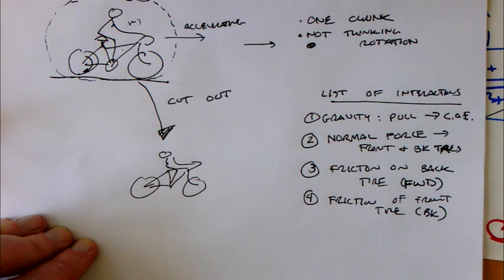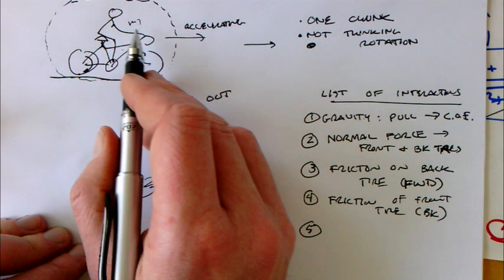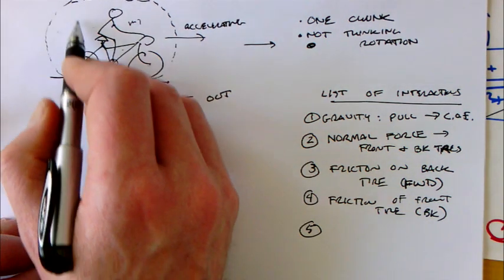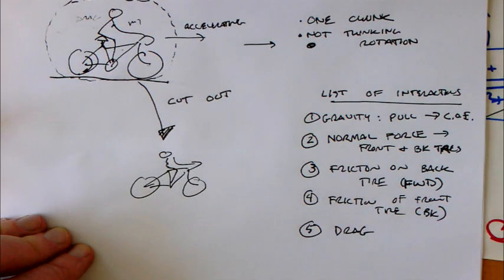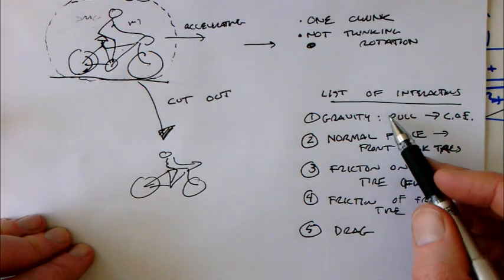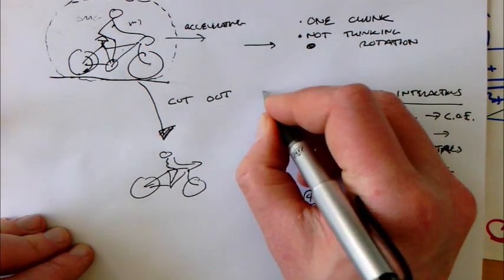Presumably this person is not biking through a vacuum, they're biking in the air, so you would imagine that a final force that might be present is that they're moving through the air, and so there might be some drag force acting as well. All right? So we've got a list of interactions here. We can also think about what they depend on.